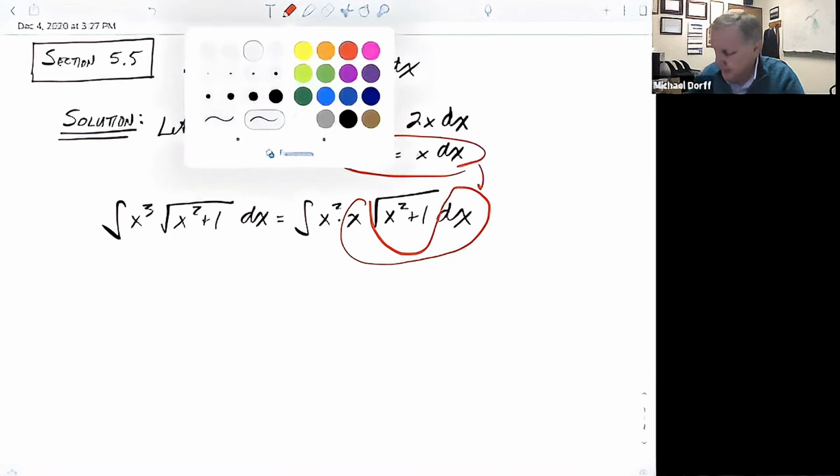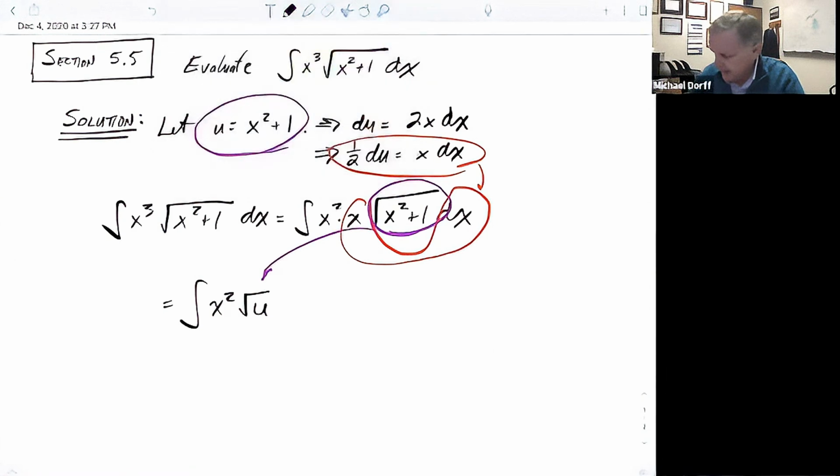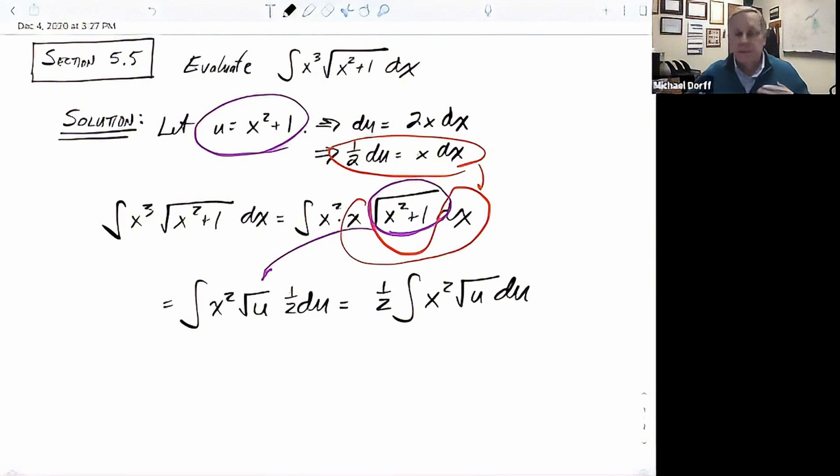When I do that substitution, I'm going to have the integral of x squared, then the square root of u, coming from my u substitution, and then a 1/2 coming from the x dx. Writing that a little bit nicer, I have 1/2 the integral of x squared times the square root of u du. We did everything right, but we still have that x squared. So what can I do?